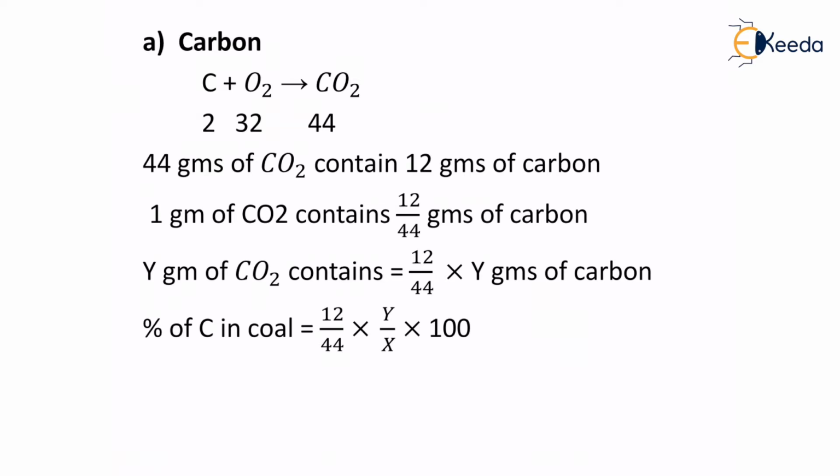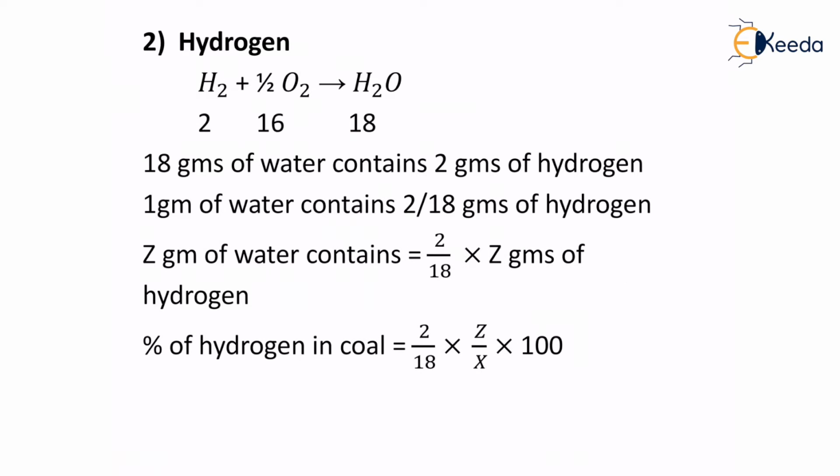So what will be the percentage of carbon in coal? It is 12 by 44 into Y by X into 100. Now why have I multiplied by 100? Because we are finding the percentage of it. So the percentage is always multiplied by 100.